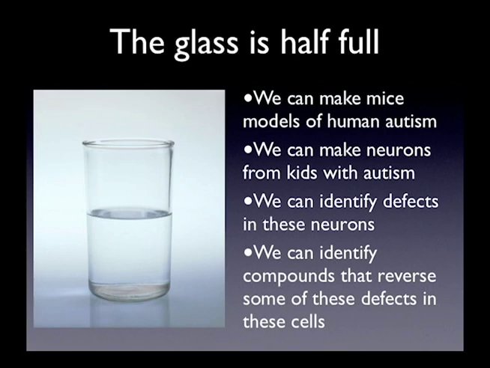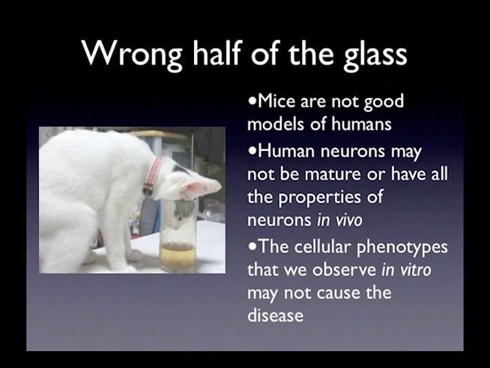So let me just finish by telling you where I think things are. In some ways things are great. The field has made progress, and we have as well. We can make mouse models of human autism. I showed you one mouse, but there are now a bunch of mouse models of autism, and that's great. This is way better than it was 5 years ago. We can make neurons from kids with autism, and that's really revolutionary. We can identify some defects in these neurons, and that's important. And we can even sometimes identify compounds that reverse these defects, and some of these compounds might even be good lead compounds that might eventually become drugs. So that's good, but in some ways the glass might be half empty.